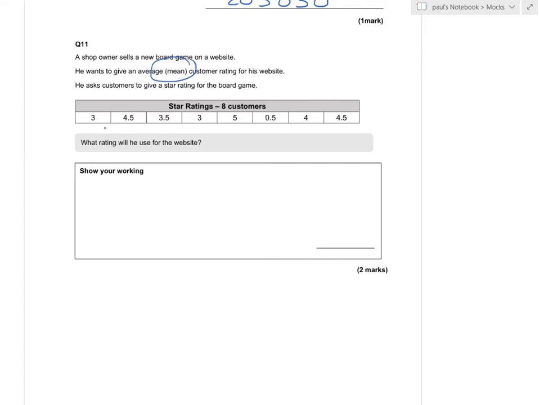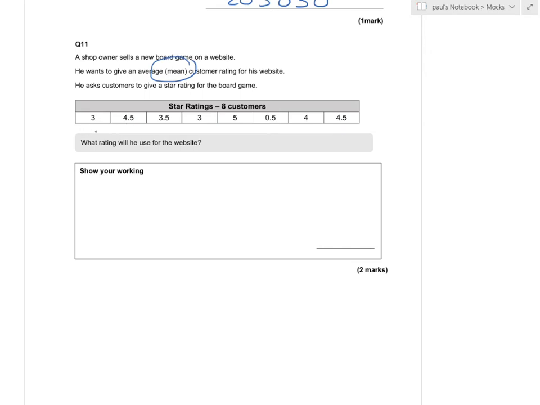So let's add them all up. No calculator, so we're going to have to do this by hand. 3 and that is 7.5. That's 11. That's 14. That's 19. 19.5. 23.5. 28. I don't think that's right.